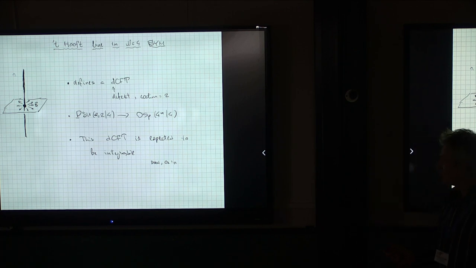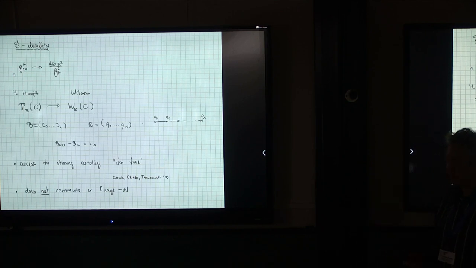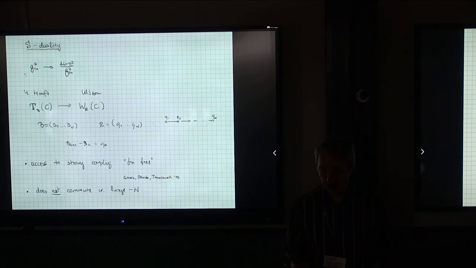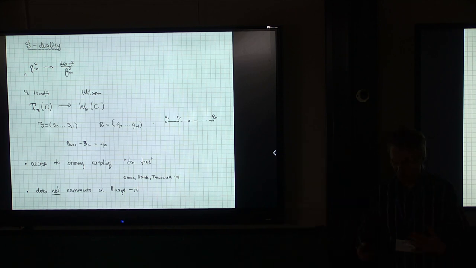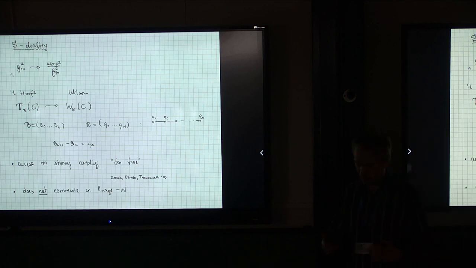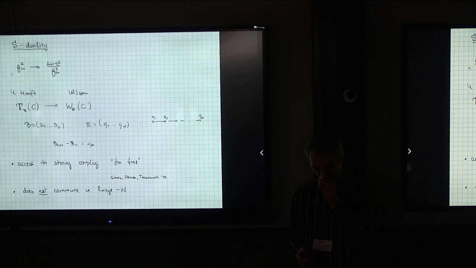So what I will talk about is basically either one loop or calculations that are based on localization, and then we will be able to compare them to gauge theory and string theory separately in various limits. So one of the tools that I'll use is S-duality, which is believed to be an exact symmetry of N=4 super Yang-Mills.